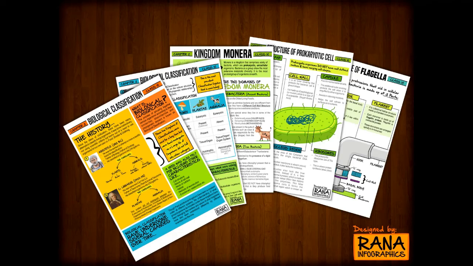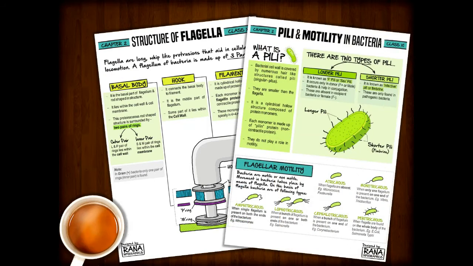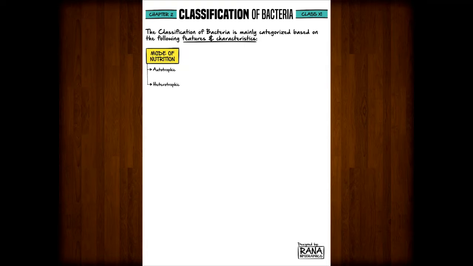In our previous video, we talked about the flagellar structure, its motility and pili. In this video, we will talk about the classification of bacteria. The classification of bacteria is based on the following features and characteristics.